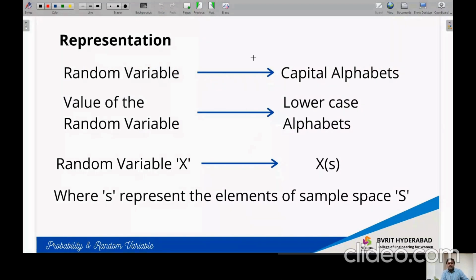And in this representation, as you all know, I represent a random variable with a capital letter and the elements of the random variable with a small letter. This random variable will be a function of the sample space outcomes, because the outcomes of the random experiment are being mapped onto the real scale. So obviously, a random variable is a function of the elements of the sample space.